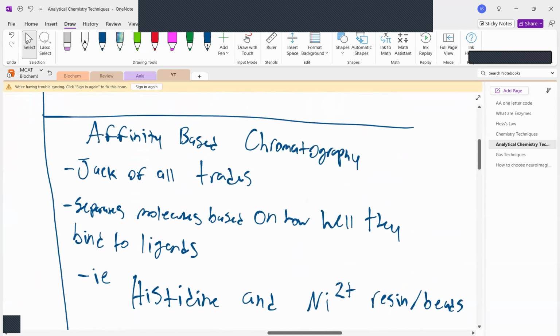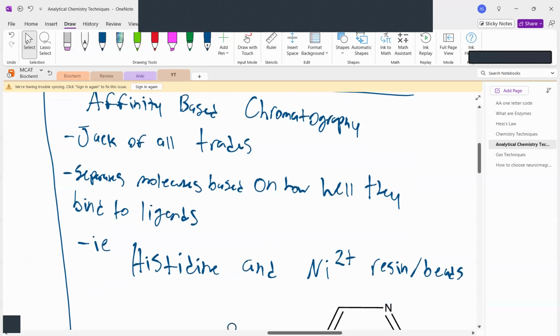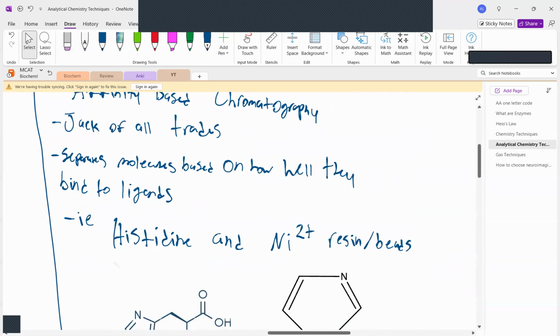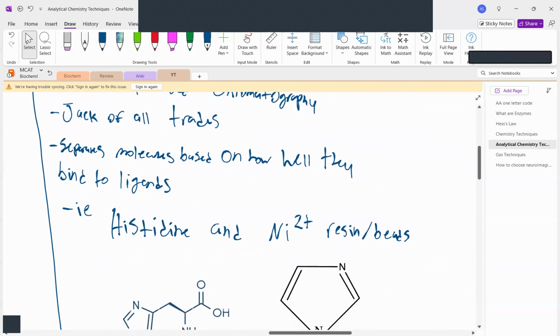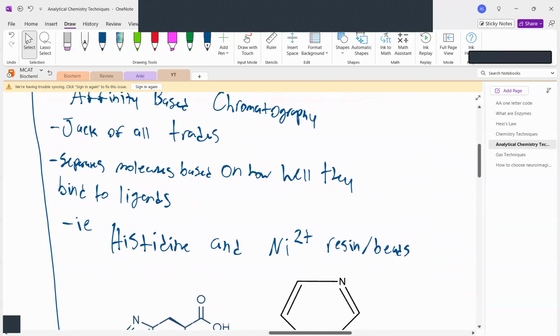Then you have affinity-based chromatography. I like to think of this as a jack of all trades, kind of like the other of the chromatography. There's not really too much to distinguish it by, but it's really, really specific. For example, if you're looking at histidine, trying to separate it using nickel resin beads, then it's a great way to sort out impurities. It separates molecules based on how well they bind to the ligand, right?